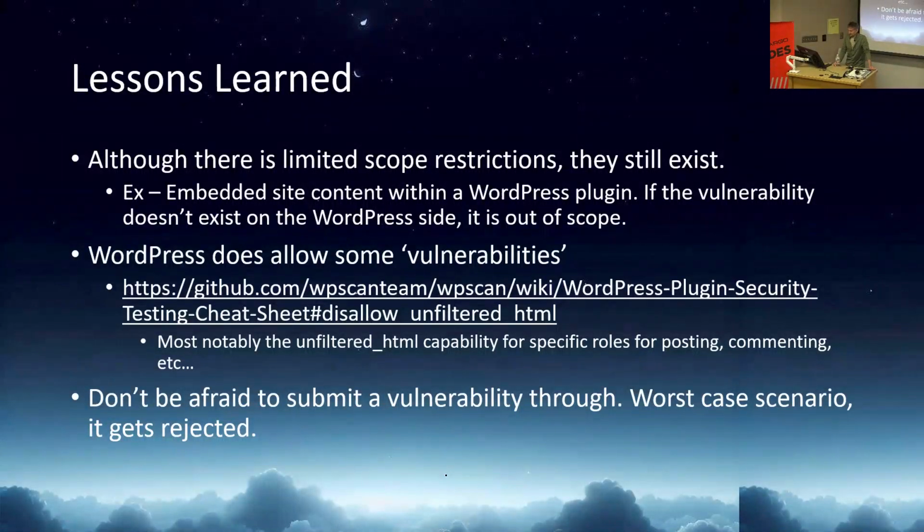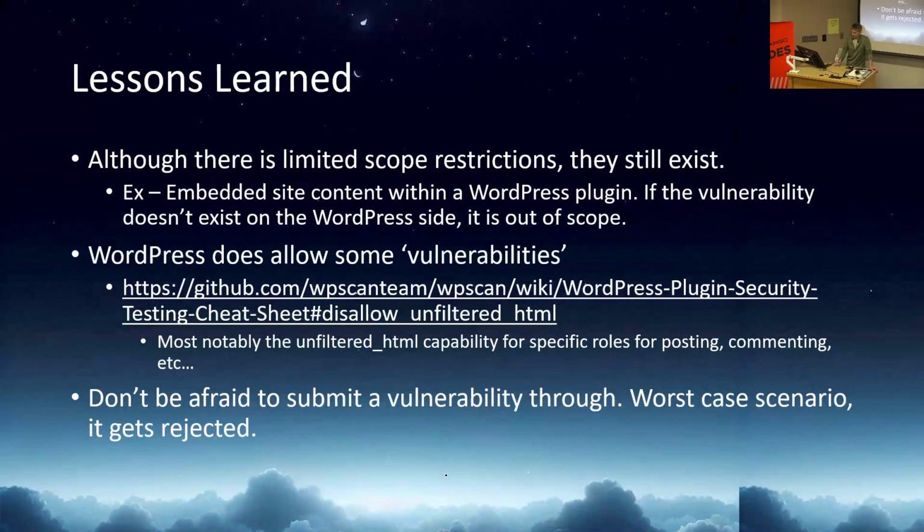So lastly, a few lessons that I've learned along the way. There is a limited scope that exists with this because you're testing on your own system, but they do still exist, and that's something to be mindful of. One example I came across was embedded site content using a WordPress plugin. An example of that would be if you have your own website and you're embedding maybe documents or something like that through your plugin that reach directly back out to your website. Something like that is entirely out of scope.